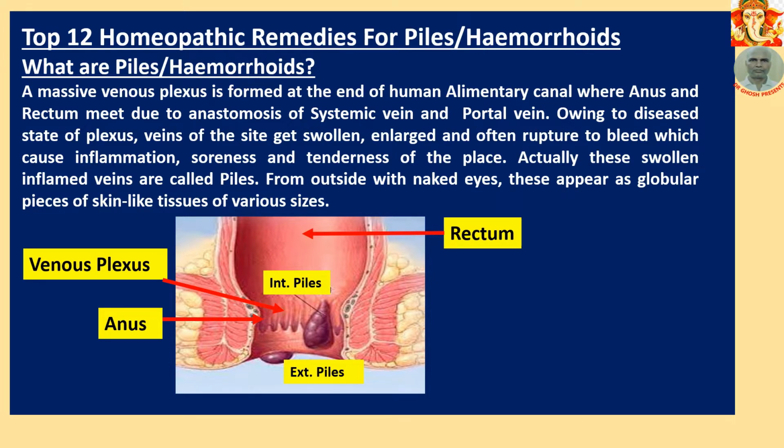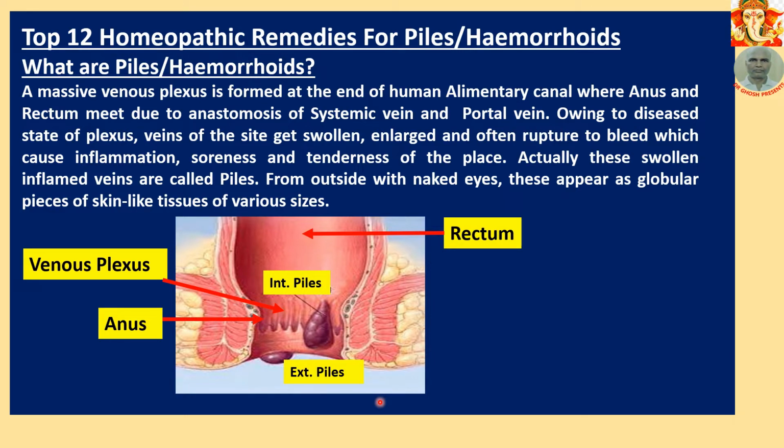A massive venous plexus is formed at the end of the human alimentary canal where anus and rectum meet, due to anastomosis of systemic veins and portal vein. The place is here. This is the place of anastomosis of two types of vein, systemic vein and portal vein. Owing to the diseased state of the plexus, veins of the site get swollen, enlarged and often rupture to bleed, which causes inflammation, soreness and tenderness of the place. Actually, these swollen inflamed veins are called piles, hemorrhoids, varices.